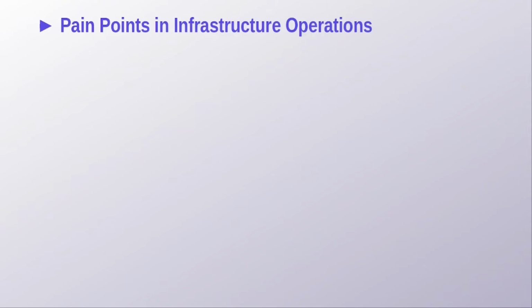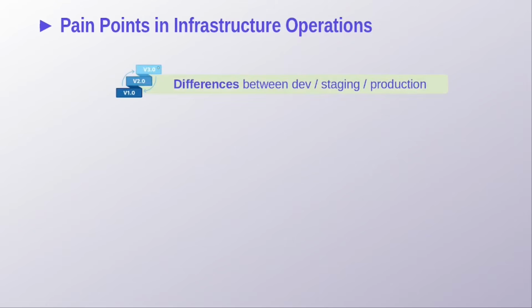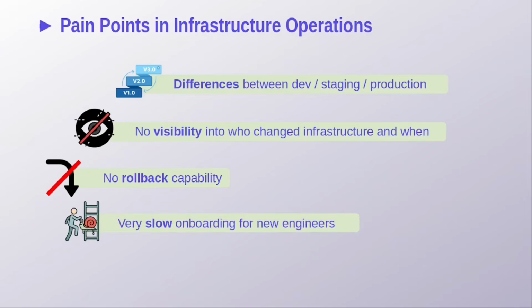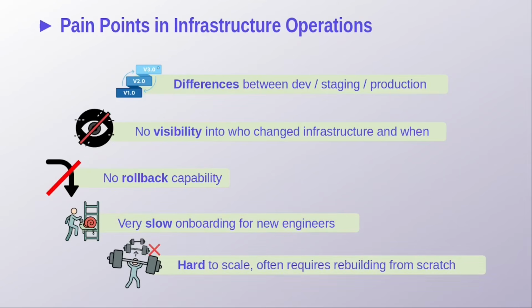Pain points in real DevOps teams. Now let's look at real problems that DevOps teams face every day. Here are very common problems. Development, staging, and production are different. No one knows who changed the infrastructure. There is no rollback when something breaks. New engineers need weeks to understand the systems. Scaling is slow and risky. These problems are very expensive. They cost time, money, and sometimes customer trust.